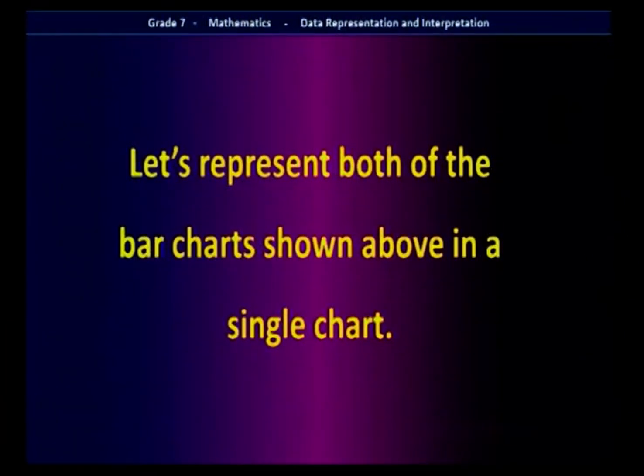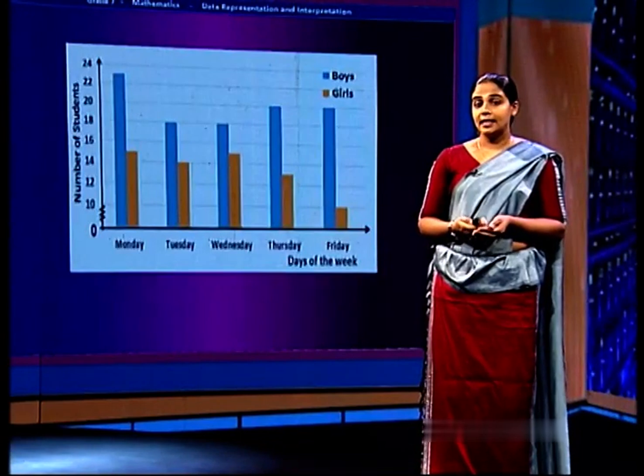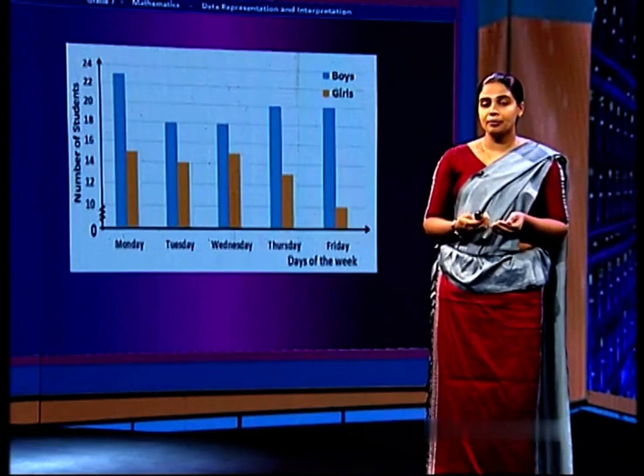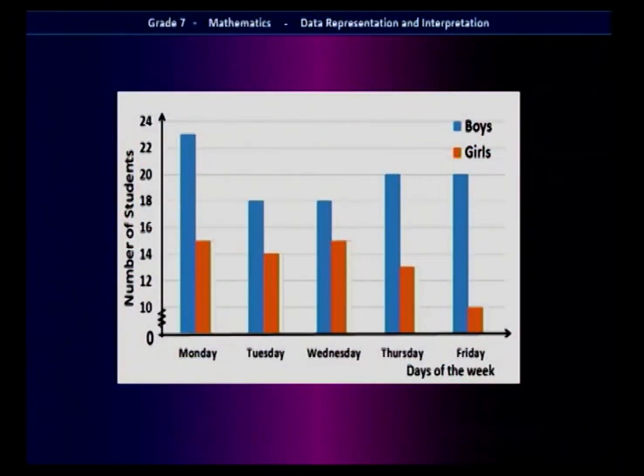Then my dear kids, we have to do another one. Let's see what it is. Now we are going to represent both of the bar charts shown above in a single chart. How can we do it? In the same graph we can show both girls and boys. Then on Monday we can show the number of boys and the number of girls.